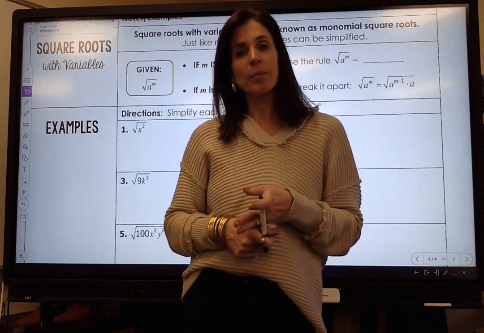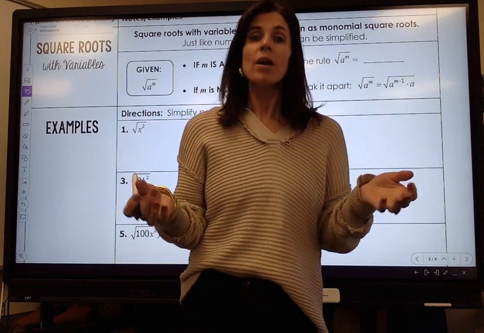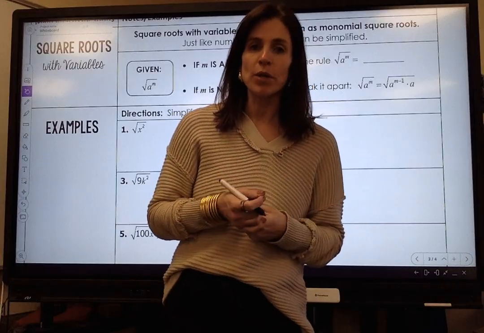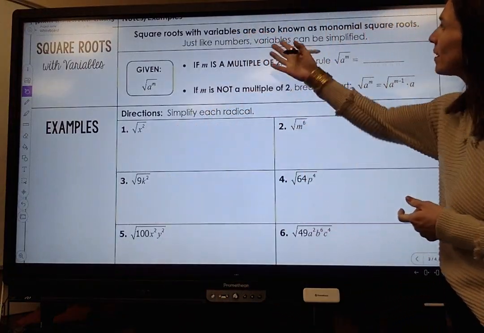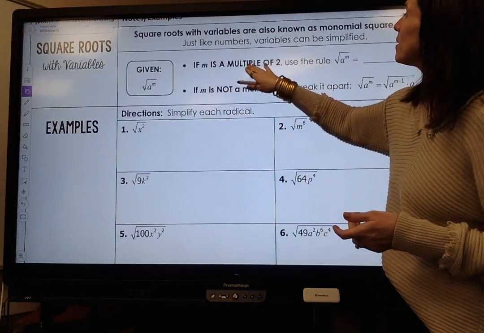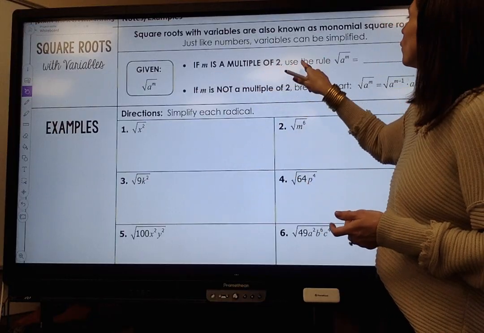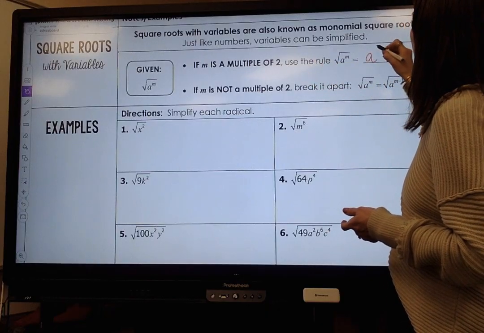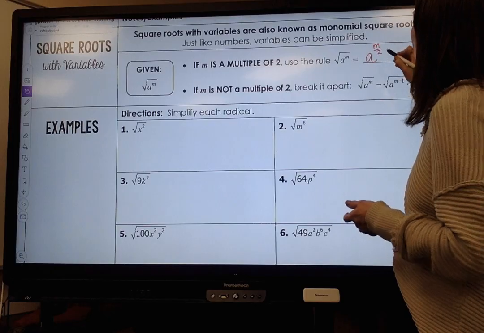Now that we know how to simplify radicals, a number, now we're going to add some variables, making it a monomial. So we're going to simplify monomials. And just like numbers, variables can be simplified as well. So if m is a multiple of 2, use the rule square root of a to the m, equals a to the m over 2.